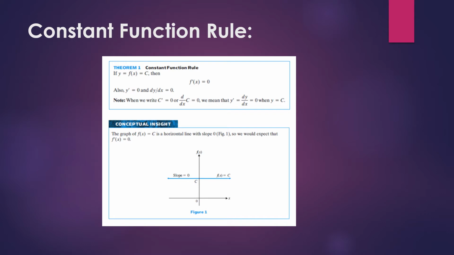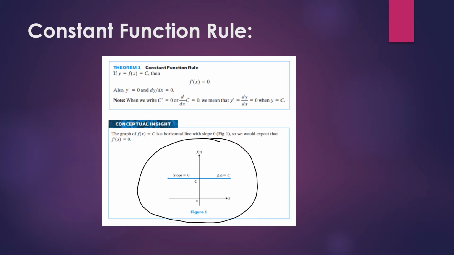So the constant function rule continued. On the last slide, we showed that the derivative of a constant is 0. And this would make sense. If we were to look at this picture right here in figure 1, when we take the derivative, it's also the slope of a function. So what is the slope of a constant? Well, a constant has a 0 slope, so the derivative must be 0. And that's why the derivative of a constant is 0.